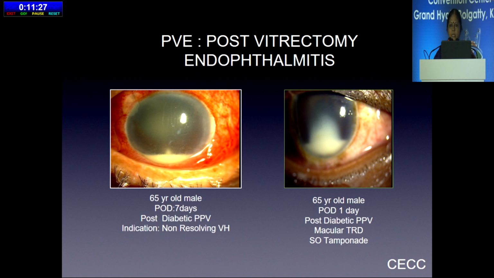One of them has a silicone oil tamponade, and you see two entirely different clinical presentations in the first postoperative week. One has a post-vitrectomy endophthalmitis, and the other one has a post-vitrectomy posterior segment fibrin syndrome, or the post-vitrectomy TASS syndrome.